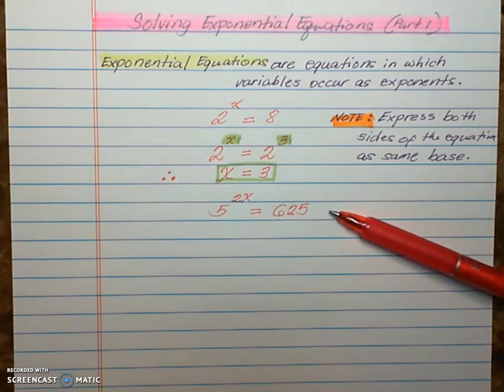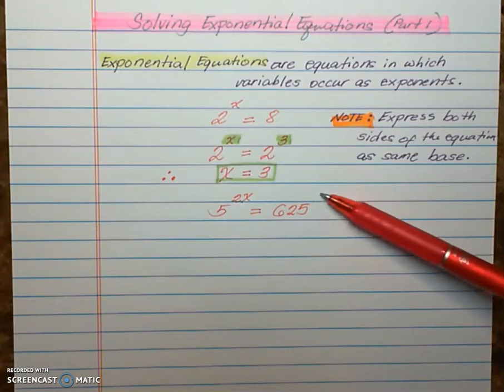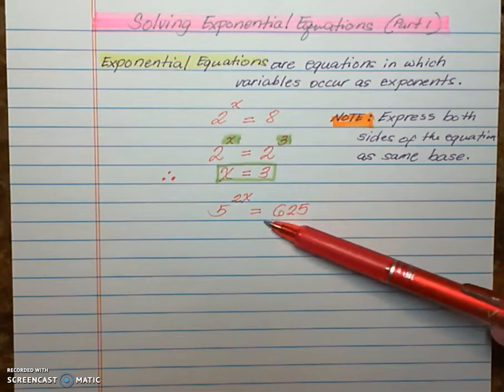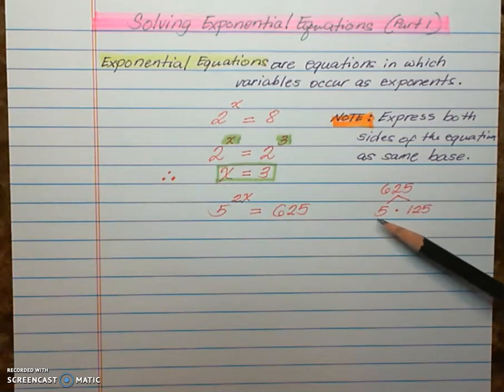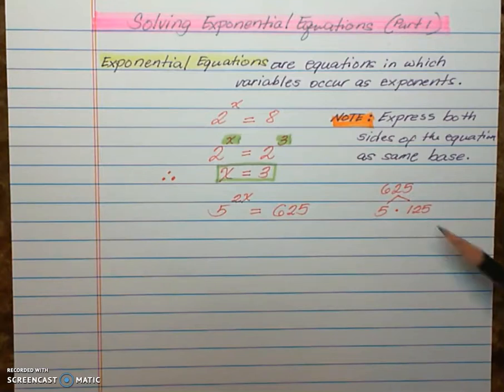Example number 2. 5 to the power of 2x is equal to 625. Now, we're going to review how to generate the exponential notation for 625 by using the prime factorization method. 625 can be divided by 5 because it ends with a 5. If you divide this by 5, you get 125. With the same principle, you can divide 125 by 5, and you get 25. Now 25 will be broken down into 5 times 5. Now we're going to circle all the prime factors.